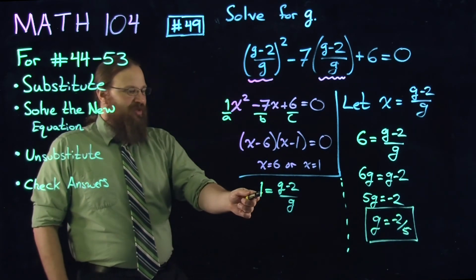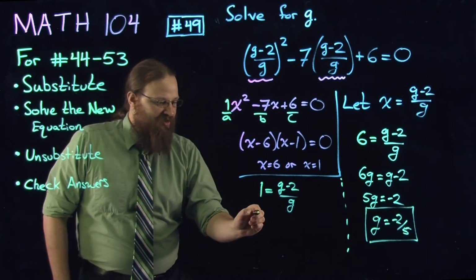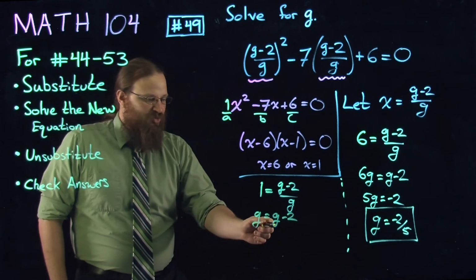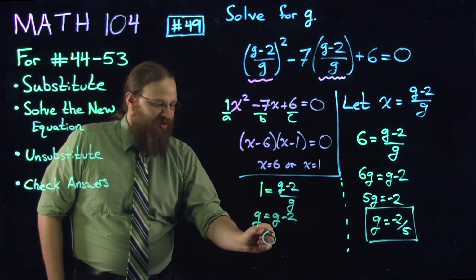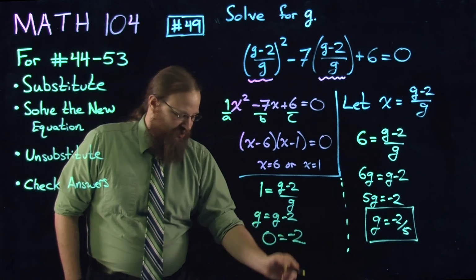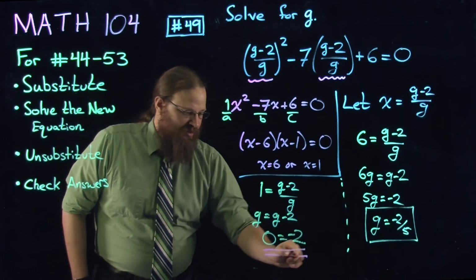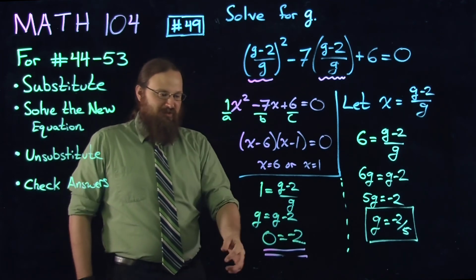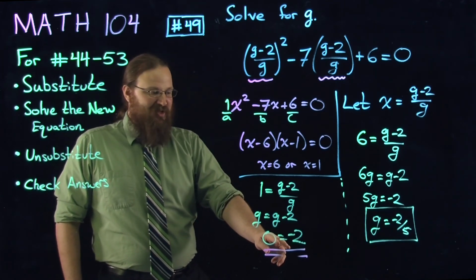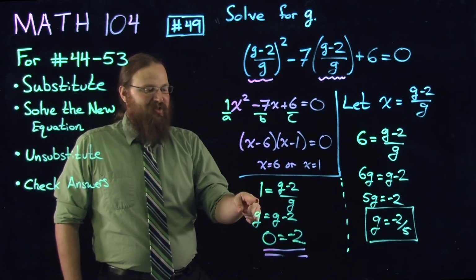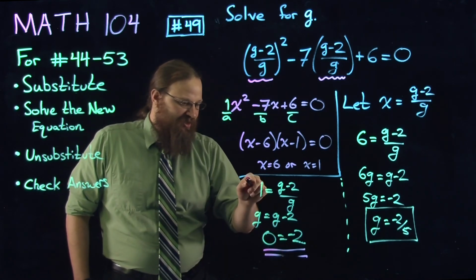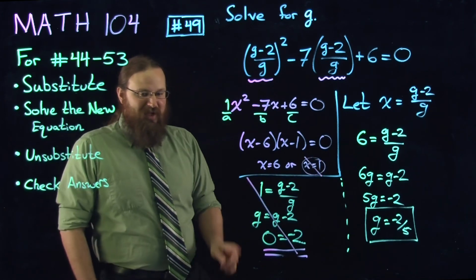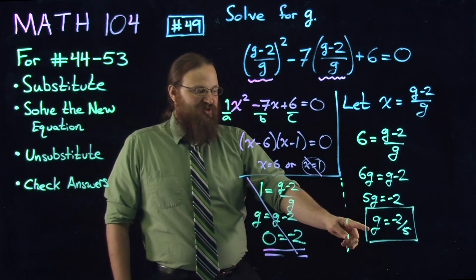Let's do the same thing when x is equal to 1. We multiply the g, then we subtract g. G minus g gives us 0, and we get something very strange. We get 0 equals -2. That's a good indication, because this is of course false, 0 and -2 are not the same, that x could never be 1. This means that there is no solution from x equals 1. So we have one solution to this equation, g equals -2/5.